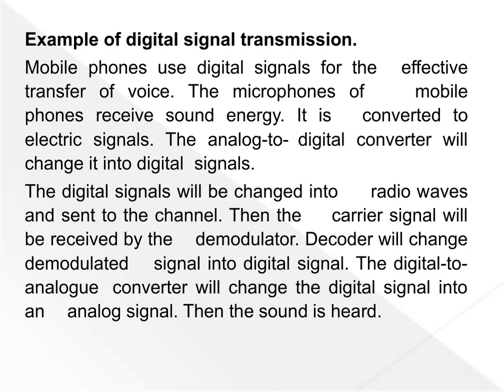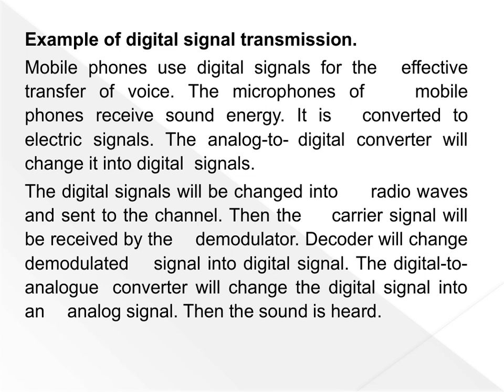Let's take a closer look at how digital signal transmission works in mobile phones. When you speak into the microphone, it first captures sound energy. That's your voice. This sound is then converted into electrical signals, which are analog in nature. To efficiently transmit these signals, the phone uses an analog-to-digital converter to transform the analog signals into digital signals. These digital signals are more robust and easier to process, especially over long distances.